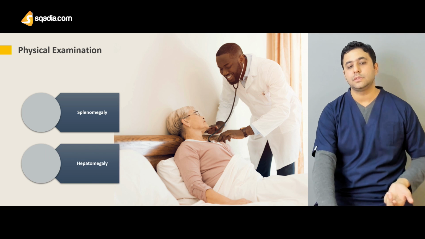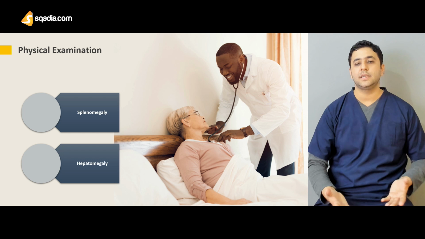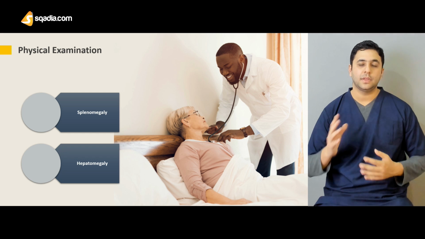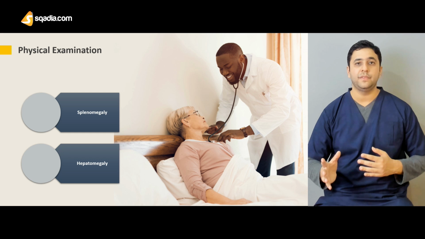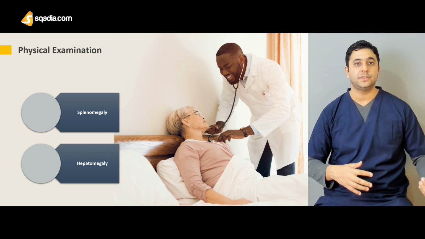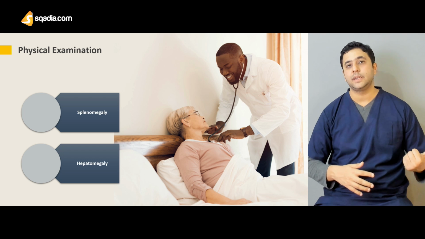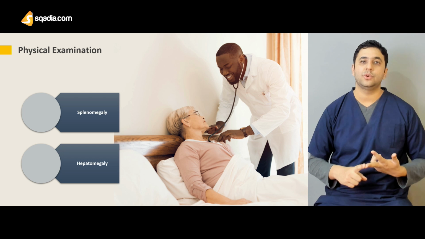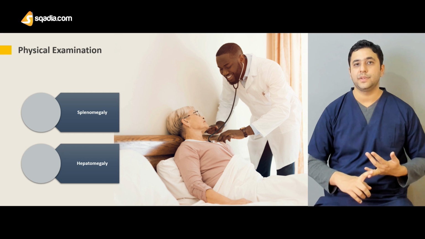Similarly, rarely patients can also have hepatomegaly. So as you can see, the physical examination doesn't really help us so much, but it is just there to make you aware that if you have a patient with splenomegaly and those patients do not fall under the criteria of polycythemia vera or primary myelofibrosis, then you have to keep essential thrombocytosis very high up in the list of your differential diagnosis.